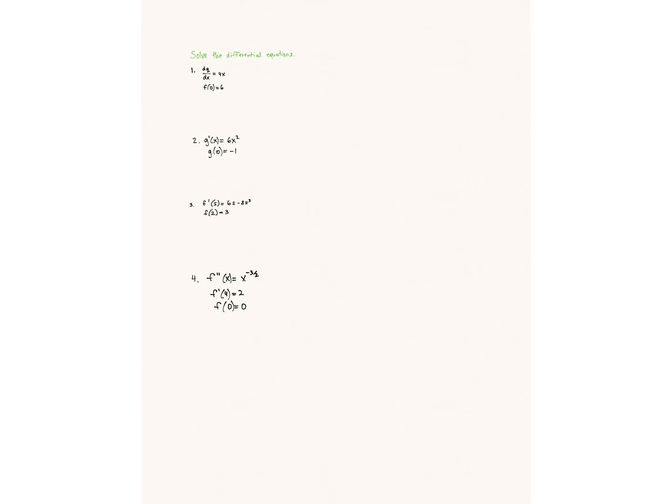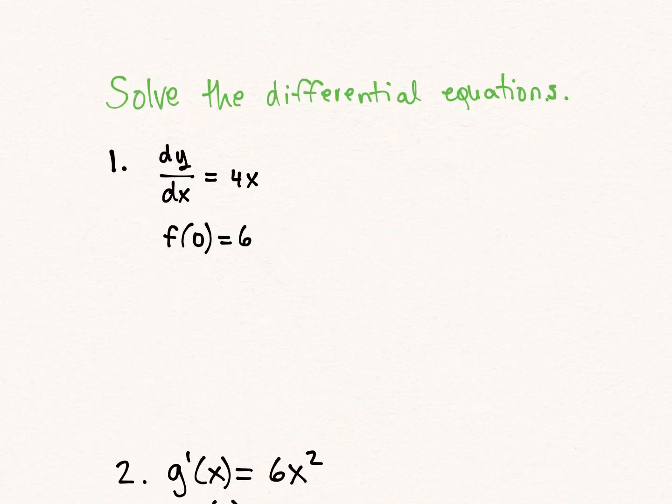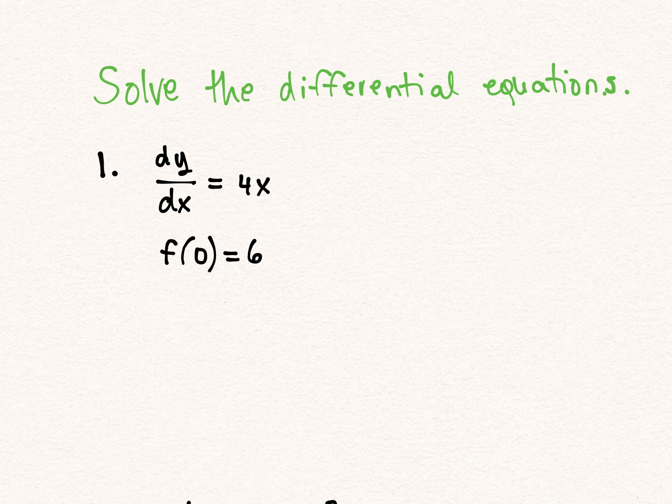All right, so looking at the day 2 notes, we did an example of this yesterday, so this is just more practice. The dy over dx just means that this is the derivative. It gives us f of 0 equals 6. So we want to find what our original function is, so we have to take the antiderivative. So we're going to take the antiderivative of 4x dx.